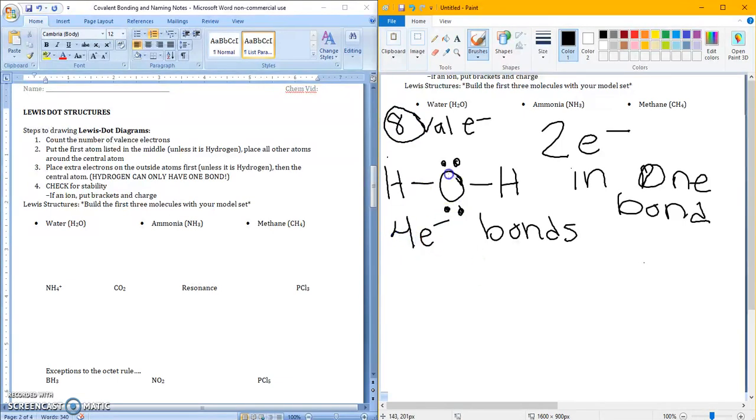Okay? So now I have 4 electrons in my bonds and 4 electrons in what we call lone, that's an N, pairs. Okay? So lone pairs just mean that the electrons are on an atom, not in a bond. Okay?